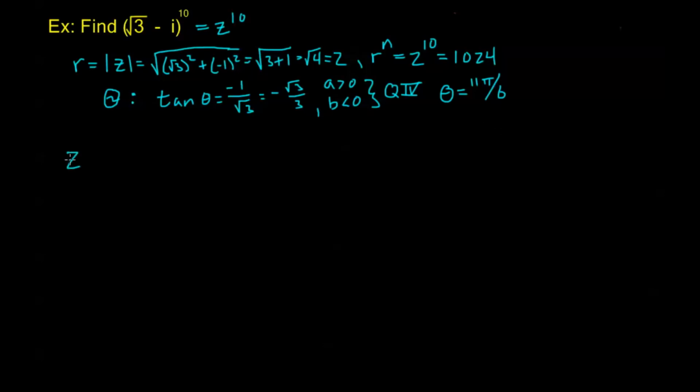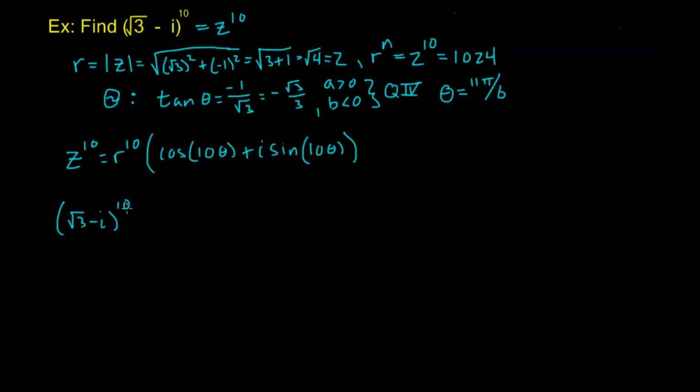Just a quick reminder, z to the 10 is going to be r to the 10 times cosine of n theta. I shouldn't say n, here my n is 10, so this is 10 theta, plus i sine of 10 theta. So plugging in my √3 minus i to the 10, we found our r to the 10 to be 1024, and I have cosine of 10 theta, so that's 10 times 11 pi over 6, plus i sine of 10 times 11 pi over 6.